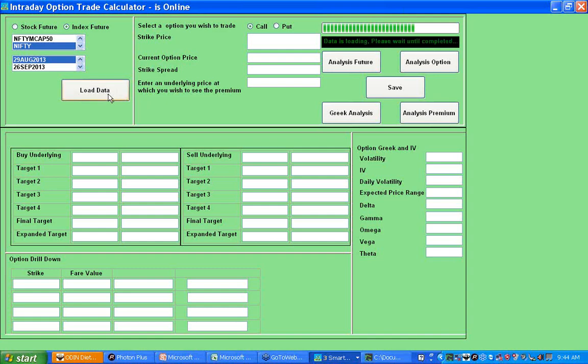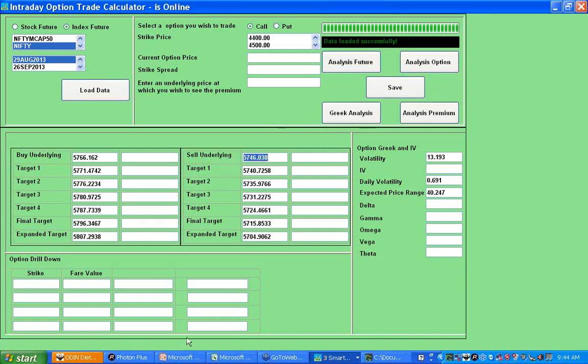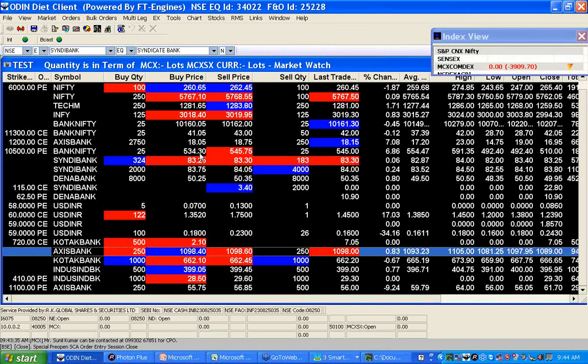If it doesn't, then I will be recalculating, or I will be thinking to exit from this trade. So this is what I can do. Now just moving to the Nifty we are doing, and we have loaded all options. Analyze future 5766 and 5746. This is the level of Nifty future our trends are sitting.